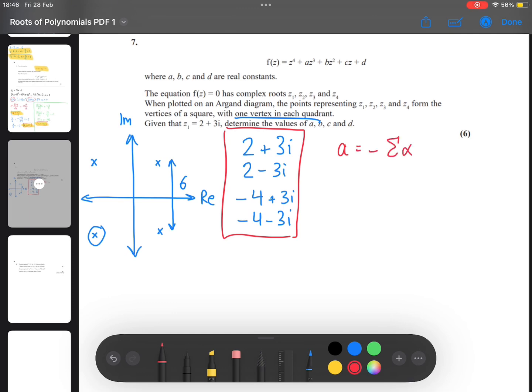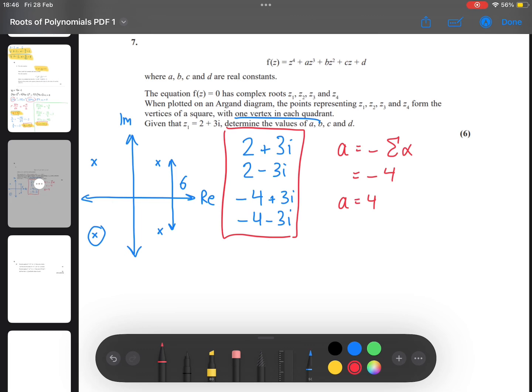So a is the minus sum of the alphas, which is the sum of roots. So that gives us, if we add up all those roots, we'll end up with minus 4. So a equals 4.